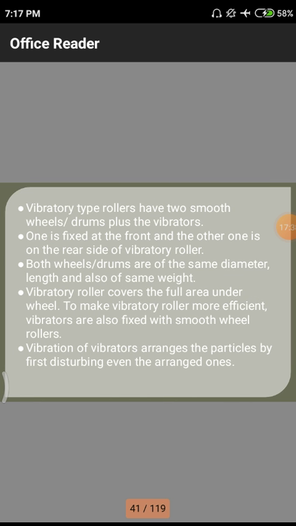Next one, the vibrations of these vibrators arrange the particles by first disturbing even the arranged ones. That means they arrange particles on the surface of the road which have some irregularities and voids, such that the voids decrease, by disturbing even the arranged ones.